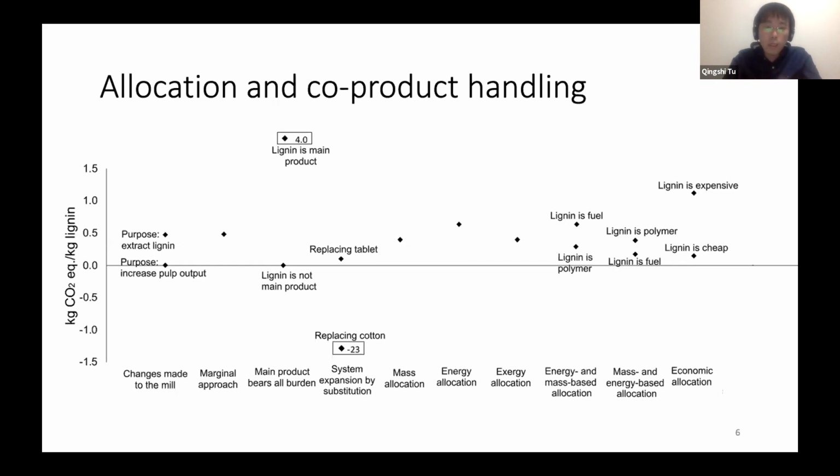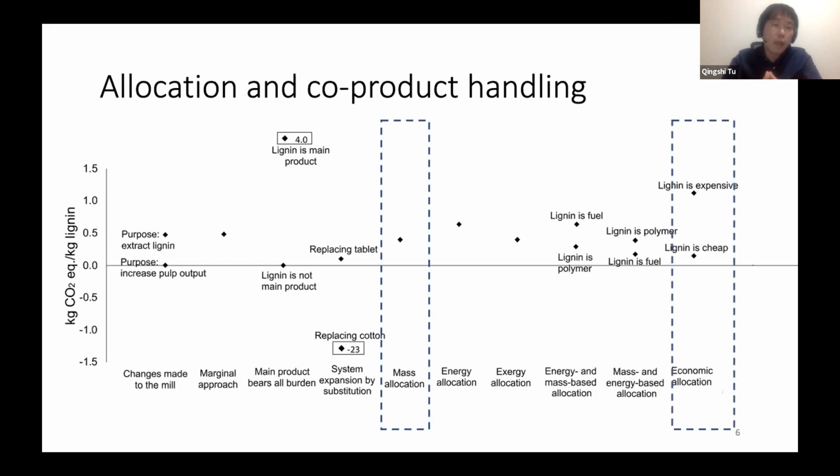So as we can see, it ranges from like 4.0, where lignin is the main product, and then to another case that I'm going to talk about shortly. So it's a very wide range here, and usually when you have a main product, like lignin, I think there are two very common ways you're going to allocate between lignin and, let's say, pulp. One option is mass-based allocation. You just allocate the impact based on mass between the two products. And then another option is economic value-based allocation.